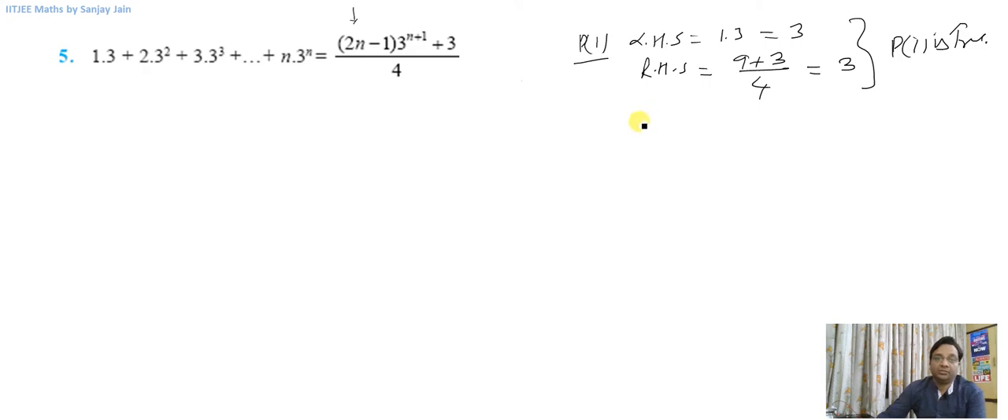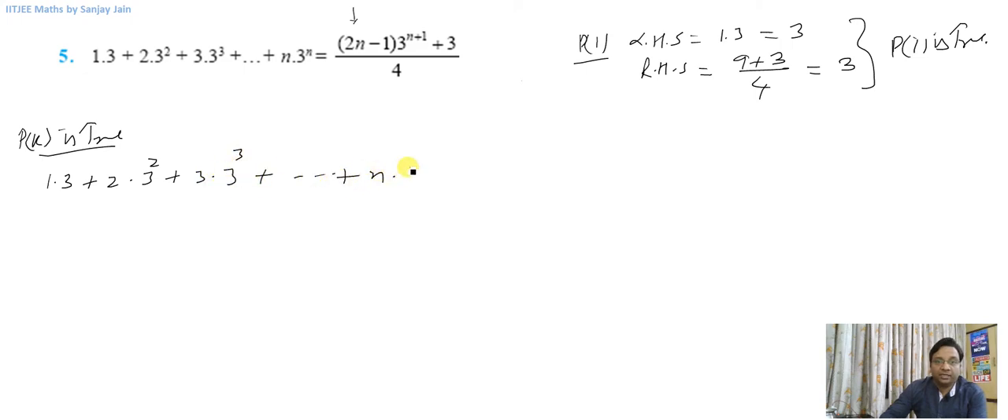Now let us assume P of k is true. This is what I am assuming. So that will give me 1 into 3 plus 2 into 3 squared plus 3 into 3 cubed plus, and so on, plus n into 3 raised to power n equal to, now I am assuming that P of k is true, so I want this kth term here. So I'll replace it by k. And on the right hand side, I'll have 2k minus 1. Wherever you see n, you just need to replace it with k.